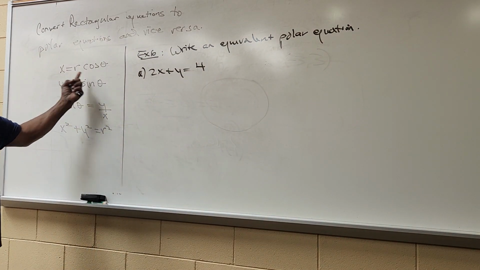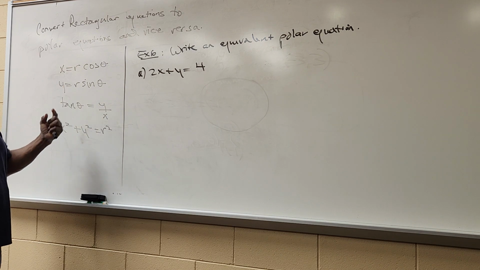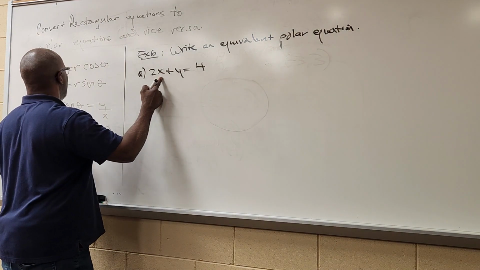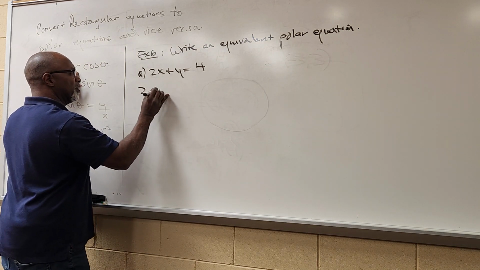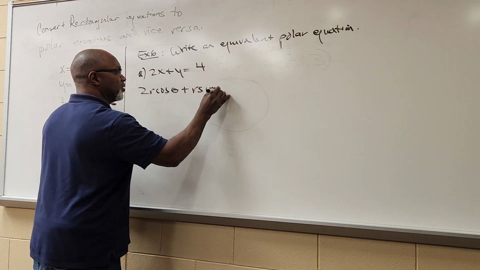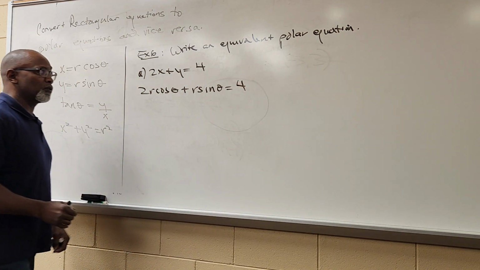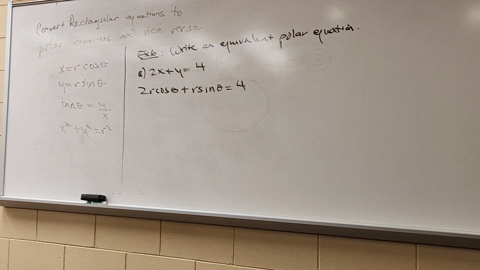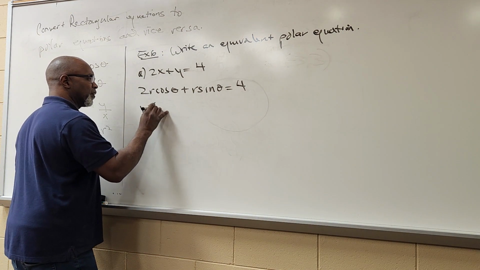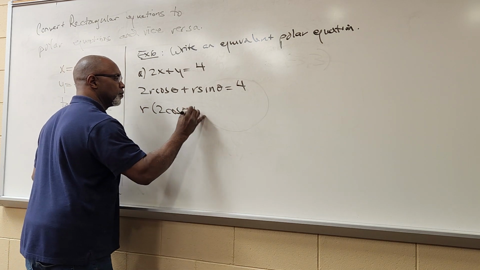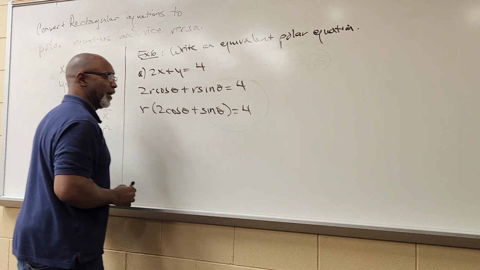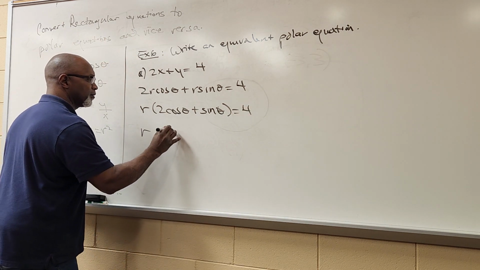So again, I'm using these things. x is r cosine theta, y is r sine theta, tangent of theta is y over x, and x squared plus y squared equals r squared. So when I see x, I can replace that with r cosine theta. When I see y, I can replace that with r sine theta. That's equal to 4. Okay? Well, there's an r in both of these terms. I can factor it out, and I'm going to solve for r.